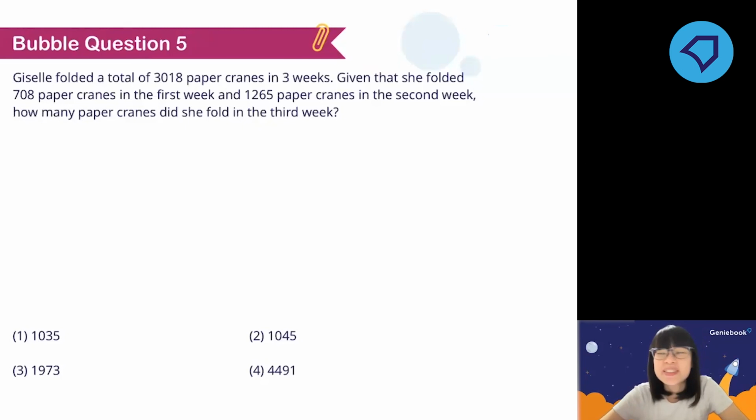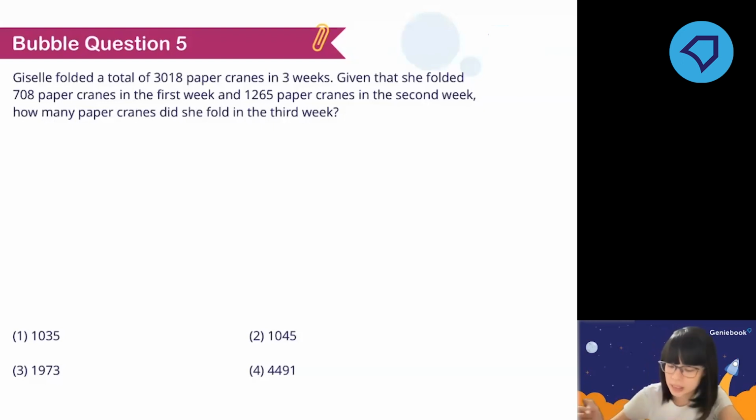Giselle folded a total of 3,018 paper cranes in 3 weeks. Given that she folded 708 paper cranes in the first week and 1,265 paper cranes in the second week, how many paper cranes did she fold in the third week? Sounds a little bit complicated, but it's very, very similar to the previous question. Okay, can I give you guys 1 minute 30 seconds to do this?